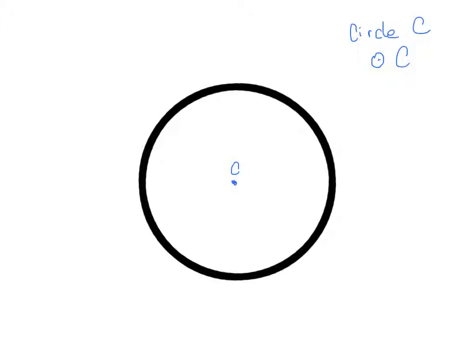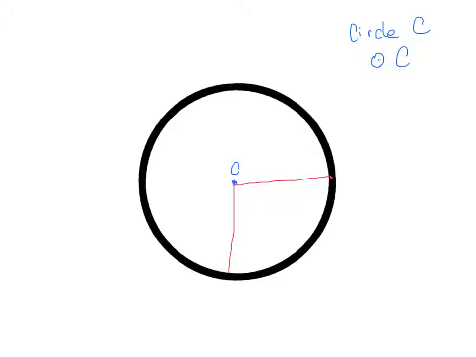We also spoke about the fact that the radius of a circle is a segment with endpoints. One endpoint is at the center, and the other endpoint is on the actual circle, out here. And there are actually infinite radii. Radii is the plural of radius. There are infinite radii in a circle. So we could have a radius there, a radius there, we could have several radii.